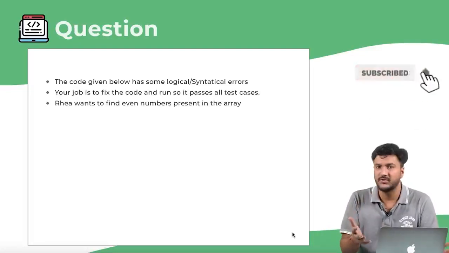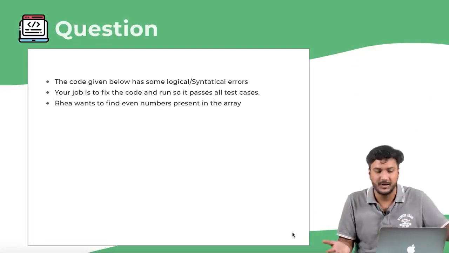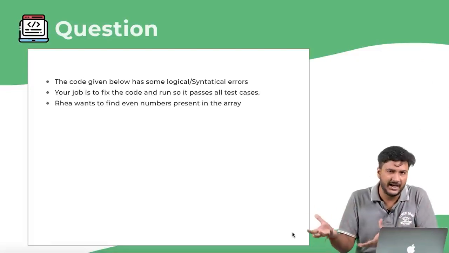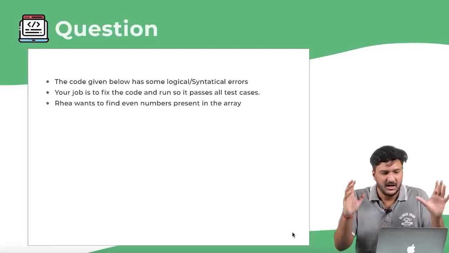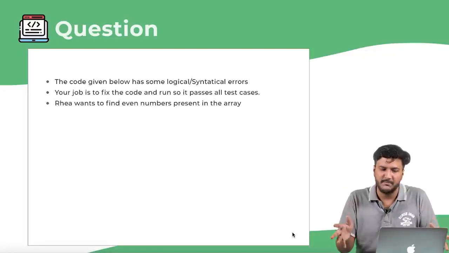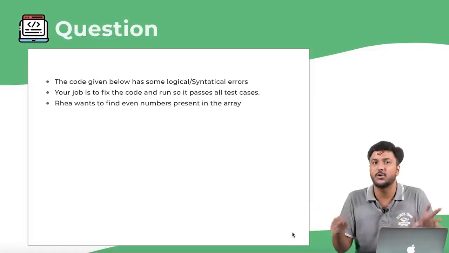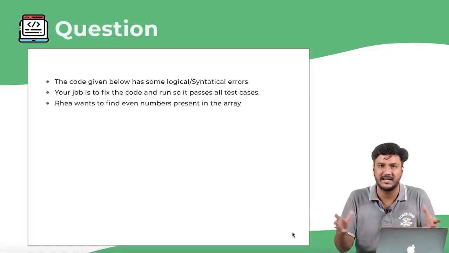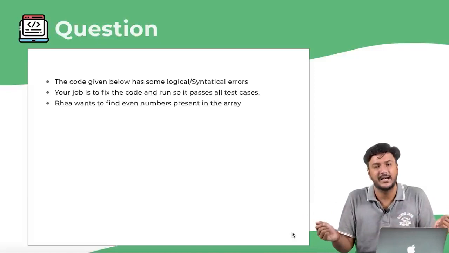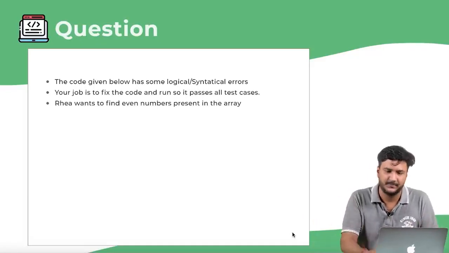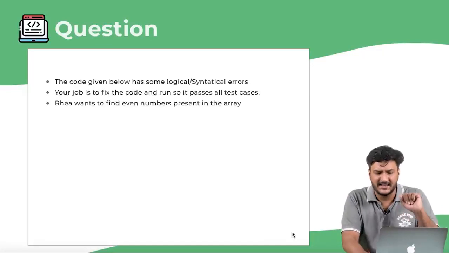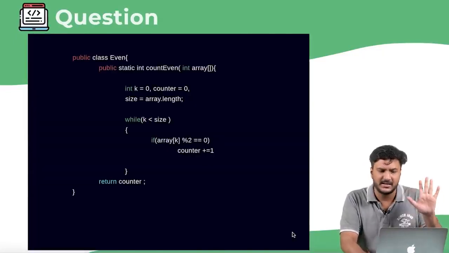Obviously the question would be a little longer, but rather than wasting time in our class, I want to just shorten the question. Basic question is, Ria wants to find the even numbers present in the array, the total number of even numbers present in the array. So for example, the array has 10 elements. Out of that, 6 of them are even. So she wants to calculate that, right? So let's go ahead, and this is the particular question.